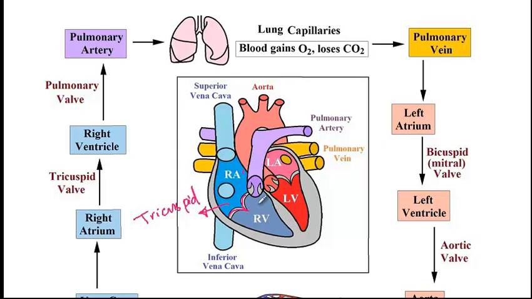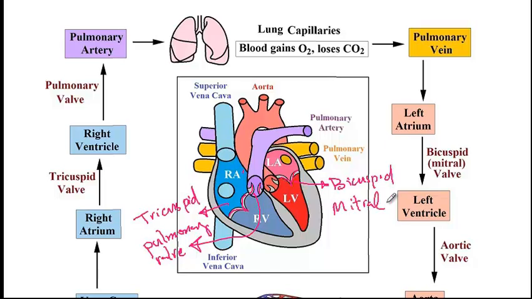And then right ventricle pumps blood into the pulmonary artery. And here again we have a valve called pulmonary valve. Then from here on, blood goes to the lungs, and then from lungs the blood returns via the pulmonary veins to the left atrium. Left atrium pumps blood into the left ventricle, and here again we have a valve called bicuspid or mitral valve.